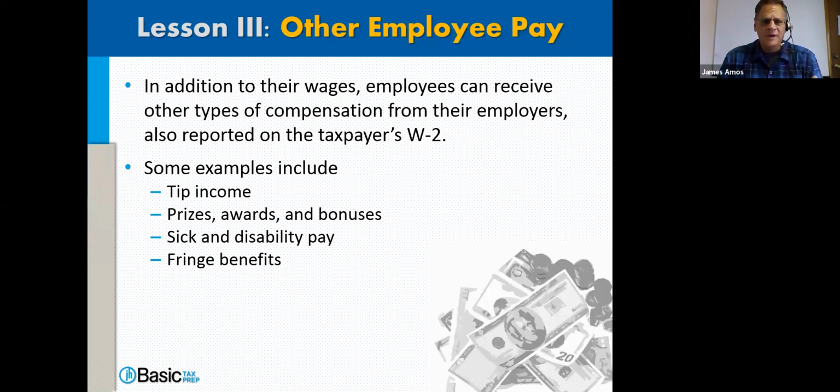Well, obviously there's wages, but they can also receive compensation from their employers that are reported on a W-2 for things such as tip income. In other words, tips that have been reported to the employer. Prizes, awards, and bonuses. Those of you that are tax professionals know that if you get a bonus for the work that you do, that's taxable to you. So all those things are taxable.